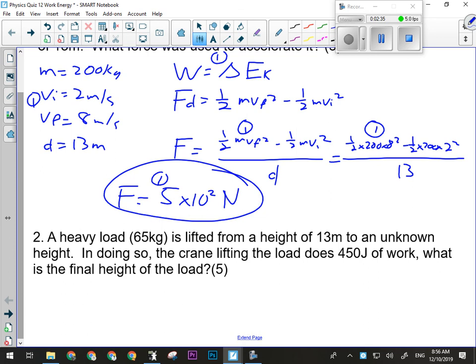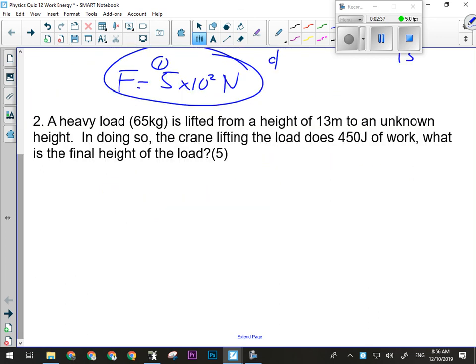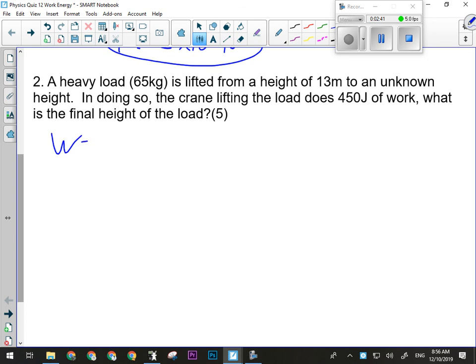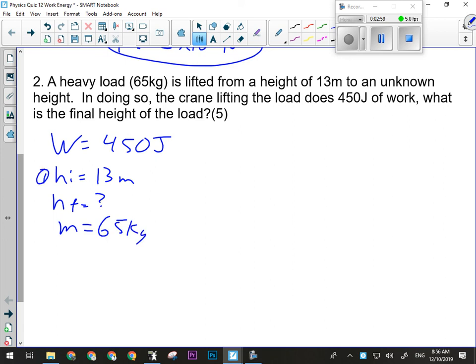Now, question number 2 is a little bit easier because they actually tell us how much work was done. So the work is 450 joules. It is being lifted from an initial height of 13 meters to some unknown final height that we're being asked to find, and its mass is 65 kilograms. 1 mark for their givens.